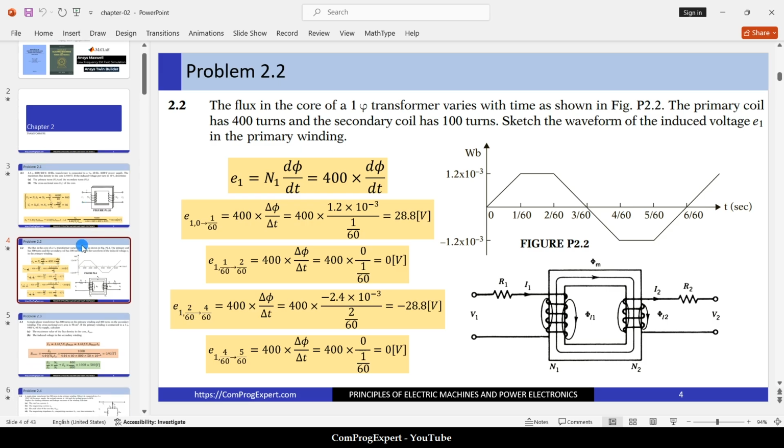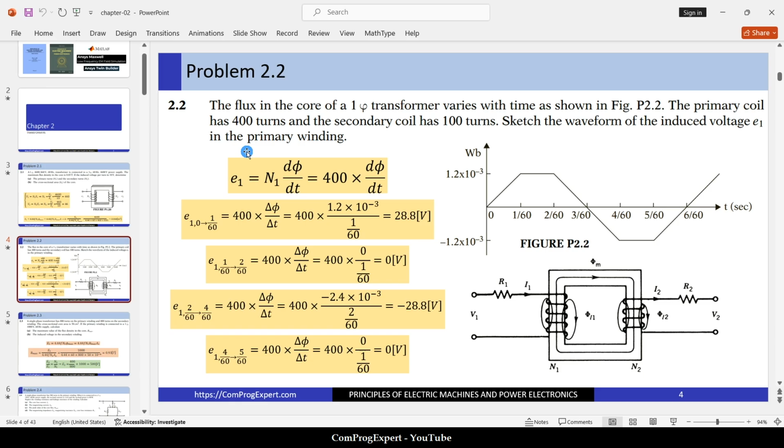Problem 2. The flux in the core of a single-phase transformer varies with time as shown in this figure. The primary coil has 400 turns and the secondary coil has 100 turns. Sketch the waveform of the induced voltage E1 in the primary winding. Yes, we solved a similar problem in the previous chapter.